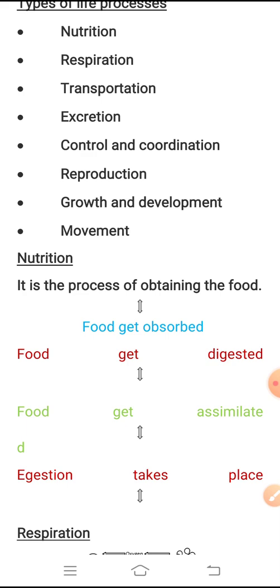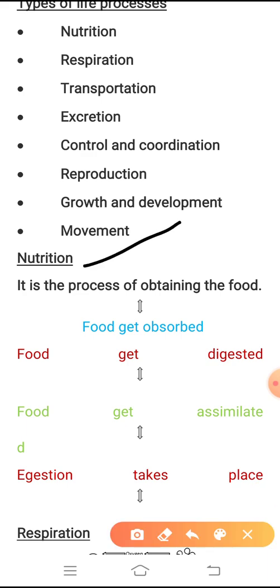Let us start with the first life process, that is nutrition. So what is nutrition? We have often heard the word nutrients, right? So what are nutrients? Nutrients are the food materials which are good for health. I will repeat. Nutrients are the food materials which are good for health.